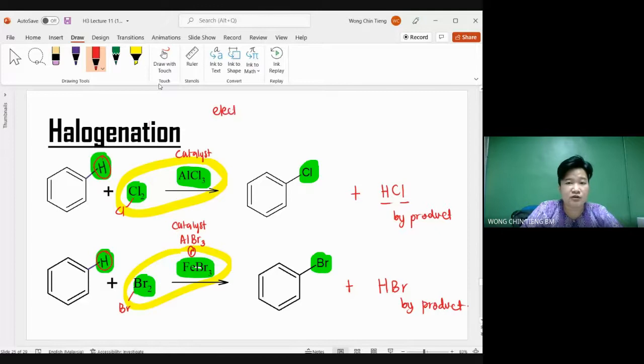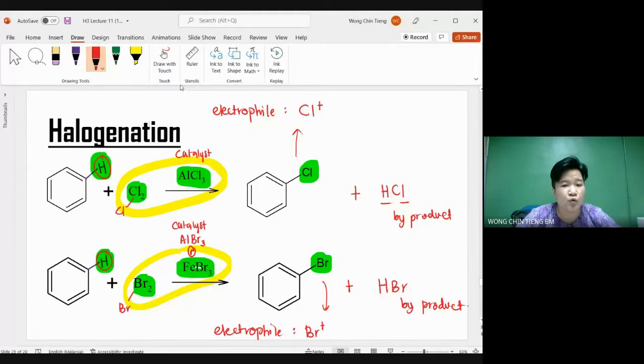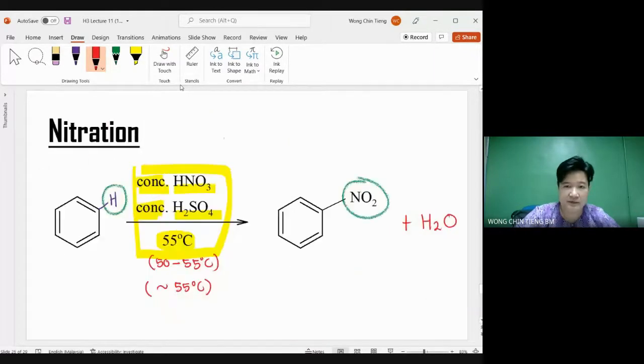We said electrophilic, right? What do we call that? Electrophilic aromatic substitution. So who is the electrophile? The electrophile is Cl positive. The electrophile is Br positive. The one that replaces is our electrophile. In the electrophilic aromatic substitution, who is the electrophile? Same thing over here. Who is our electrophile? Who do you think is your electrophile?